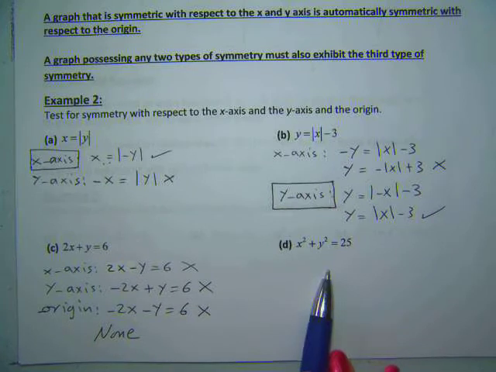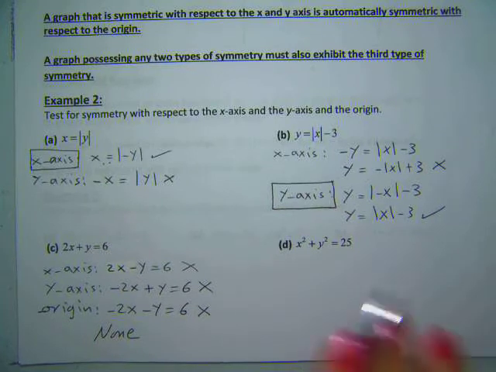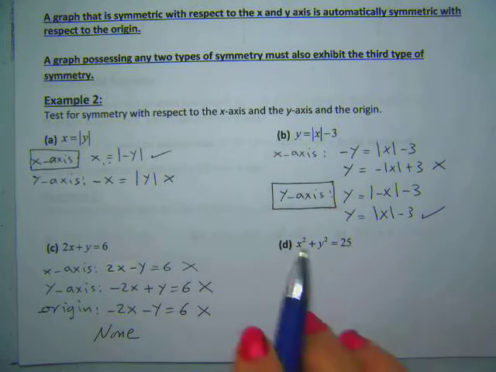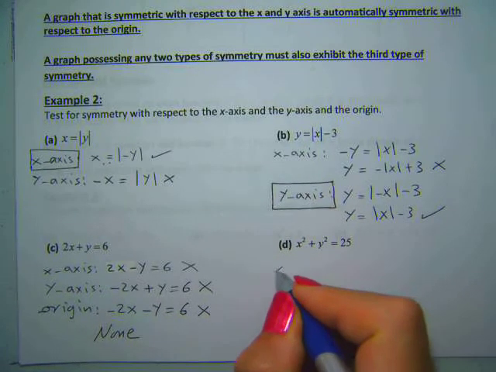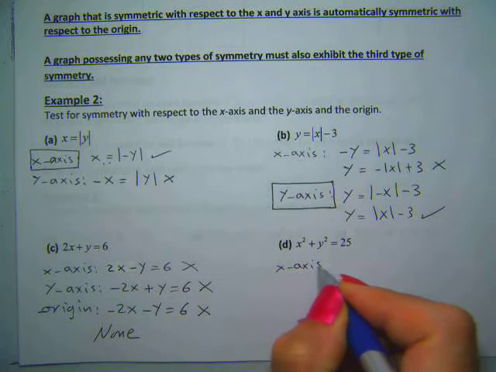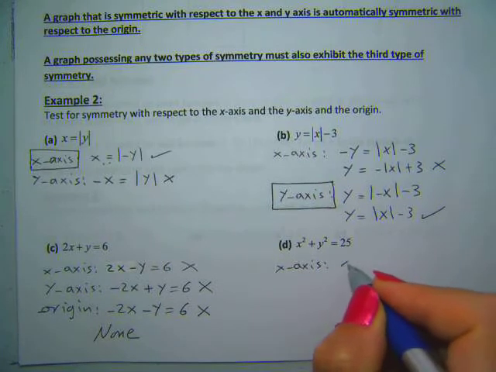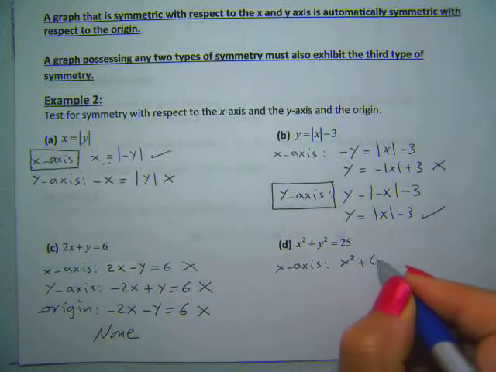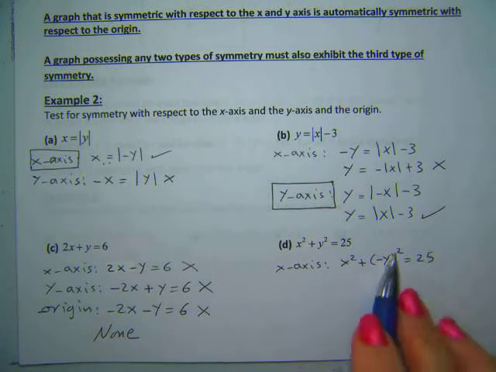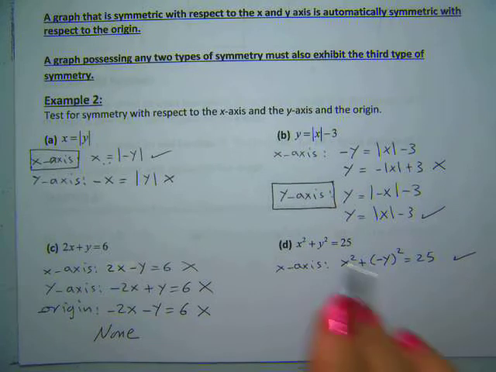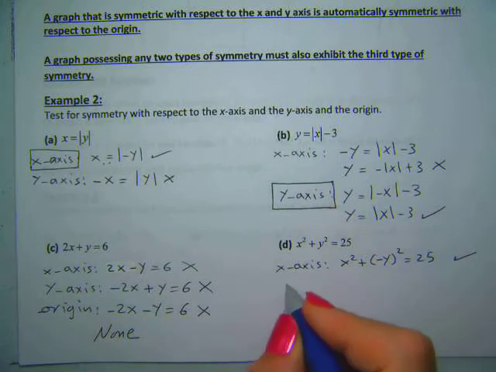I'll let you do this. No, this is not the one I want you to do. Let me do it. X-axis. Replace y with -y. Well, when you take the -y and square it, you're going to get the same as the original.